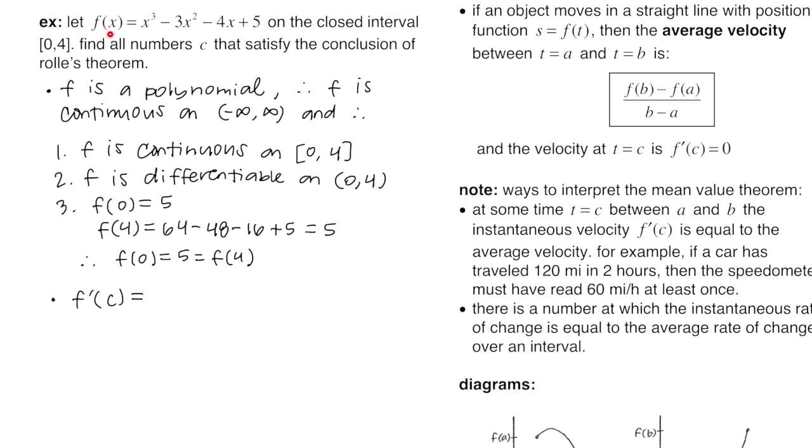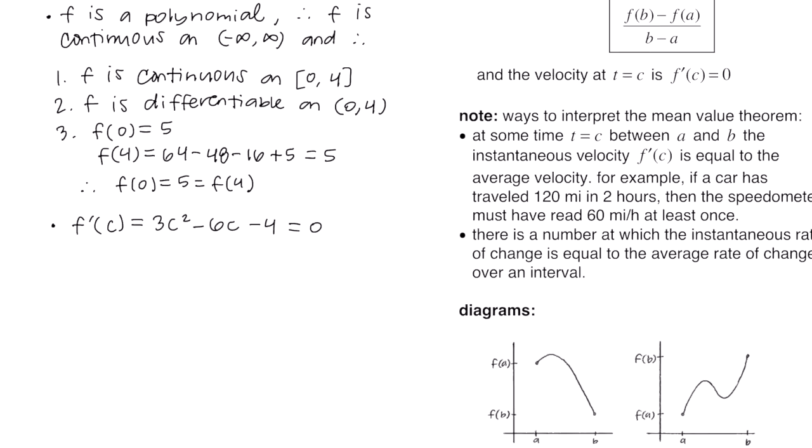So we're going to take the derivative of f, and also at the same time we're going to plug in c. So the derivative of this first term is 3x squared. The derivative of this term is negative 6x. The derivative of this is negative 4, and then the derivative of 5 is 0. And again, we're going to plug in c for all the x's. So f prime of c equals 3c squared minus 6c minus 4. And we're going to set this equal to 0. Bummer, I was hoping this would factor, but it doesn't, so we're going to use the quadratic formula to solve.